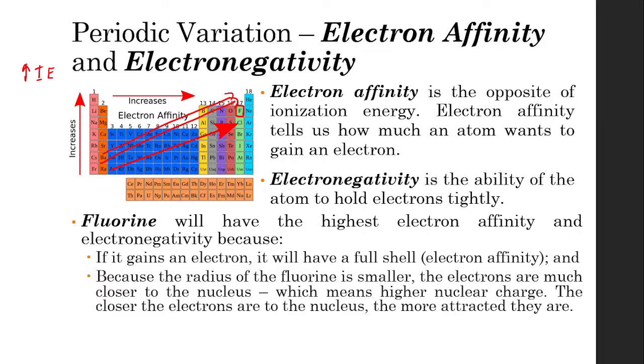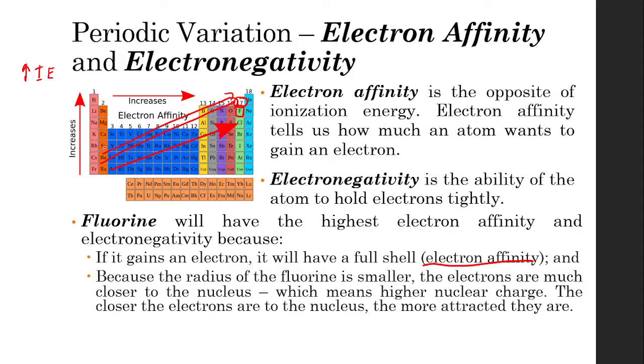First, because if it gains an electron, it will have a full shell. Fluorine has 7 electrons because it's in group 7A, column 7. It has 7 electrons in its outermost shell. And remember, how many electrons do we want on each shell? We need 8, meaning it only needs one more electron to be stabilized. So it really wants that one electron. It has high affinity for an electron.